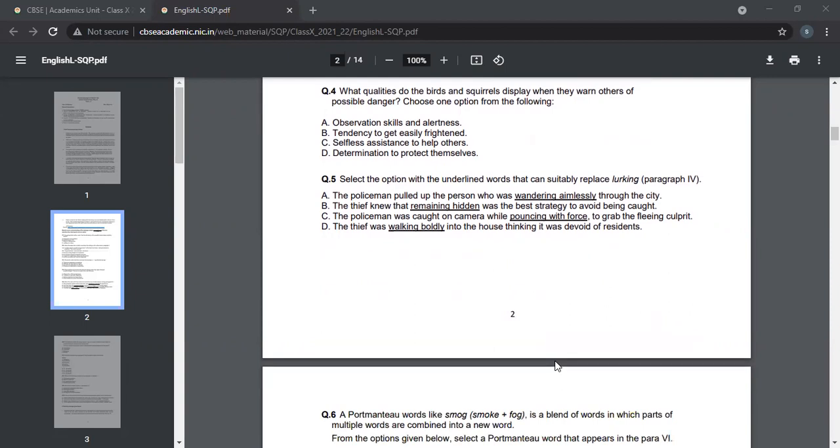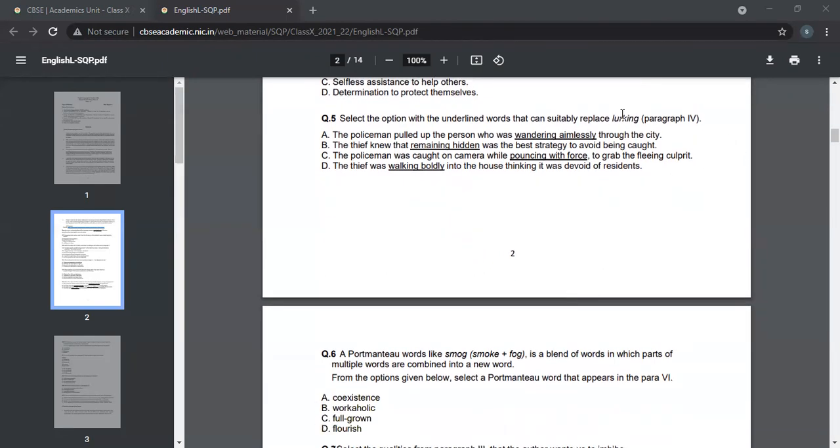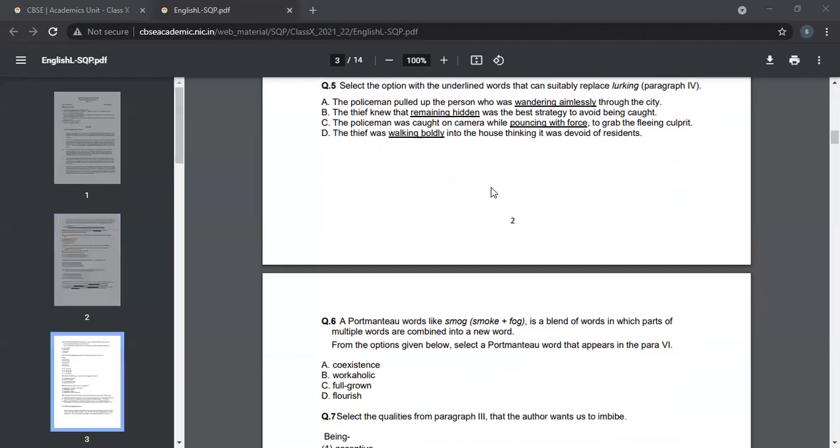Lurking, danger is lurking on my head. That way. Pouncing with force. This you have to find out. Fine. So I'm just giving you one word carrying different meanings, and all seem to be the same.